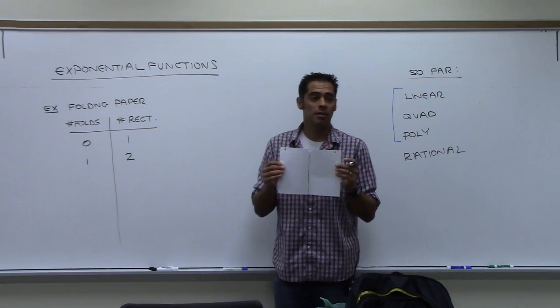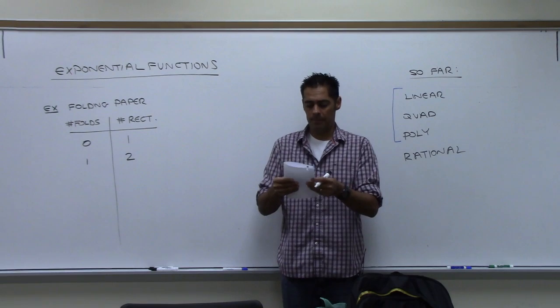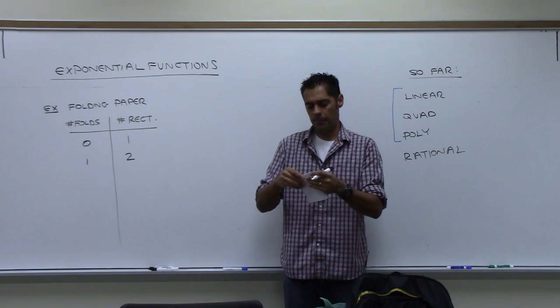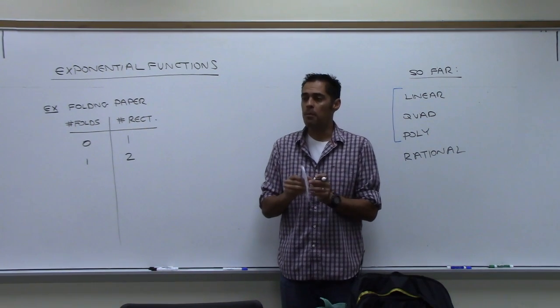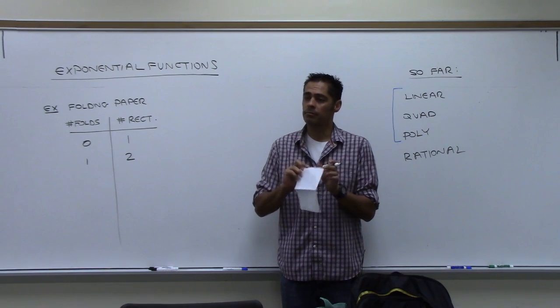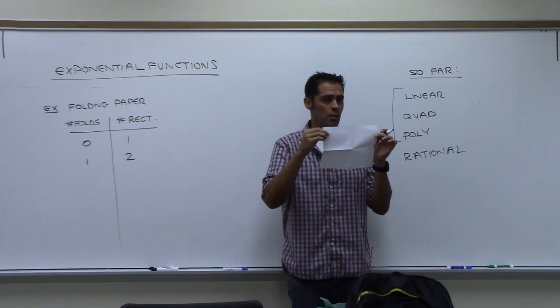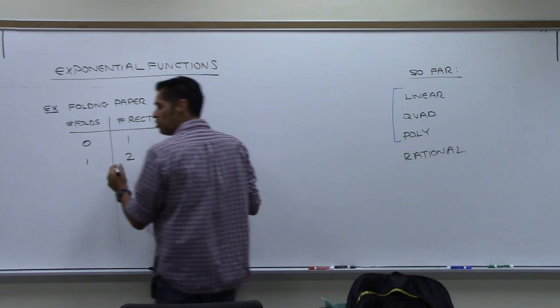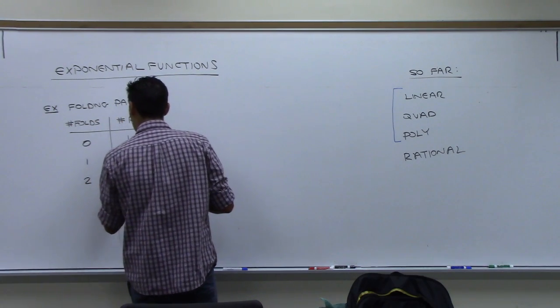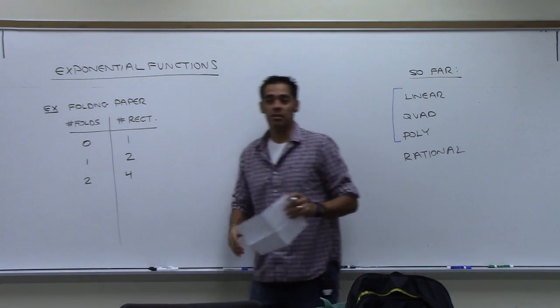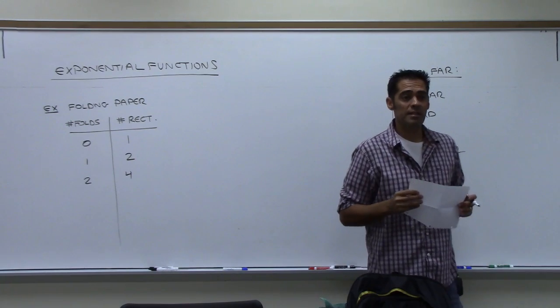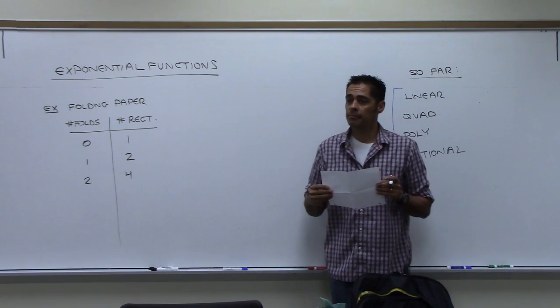So now I'm going to fold it twice. So I fold it once, and I'll fold it over again. And when I open this up, how many am I going to have? 4, right? You see the 4? So with 2 folds, I have 4. Now let's make a prediction. If I fold it 3 times, how many am I going to have?